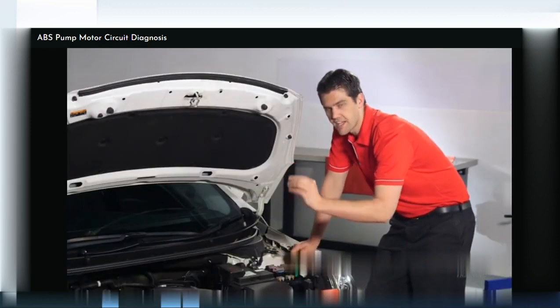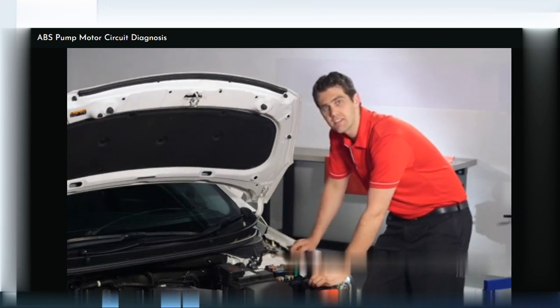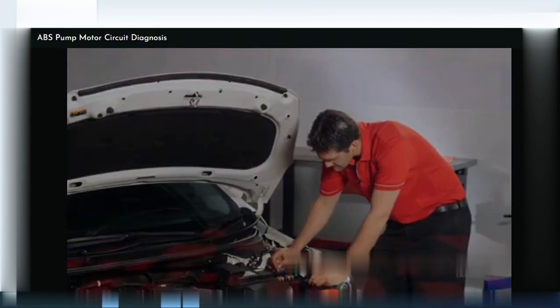Seeing that the fuse is okay, you must confirm there is voltage at the fuse and remember to check terminal tension.